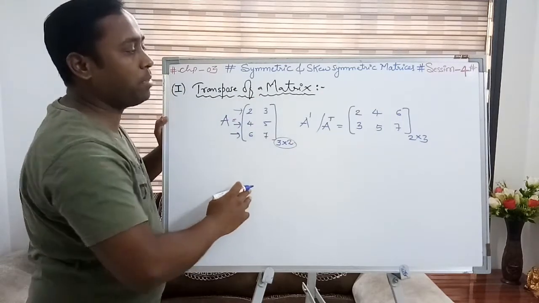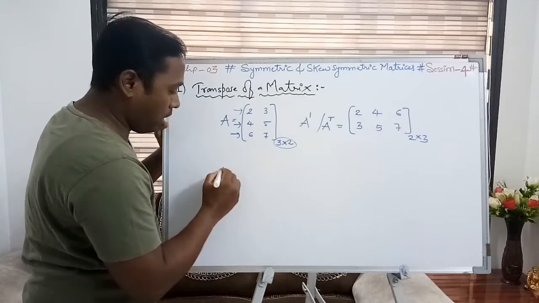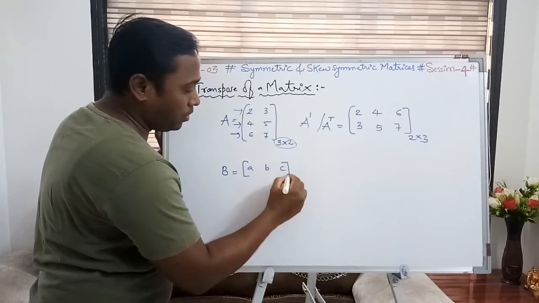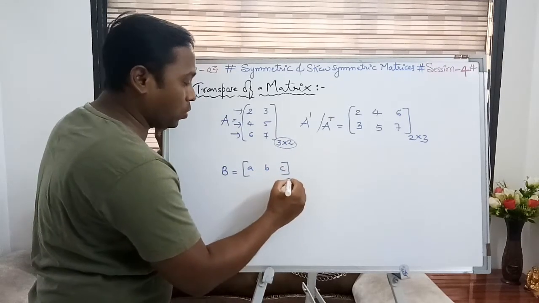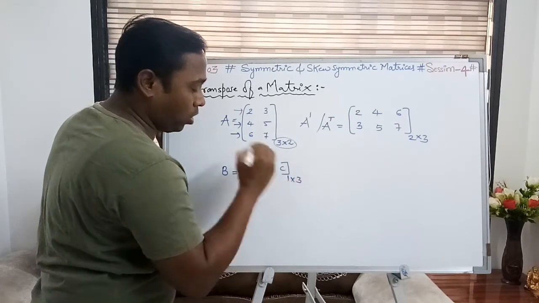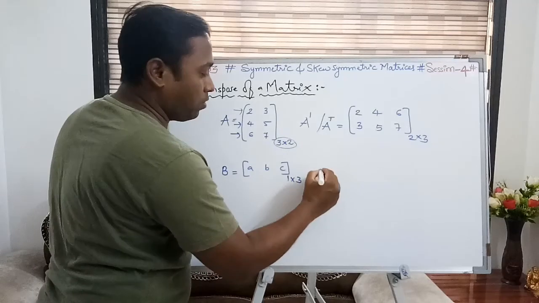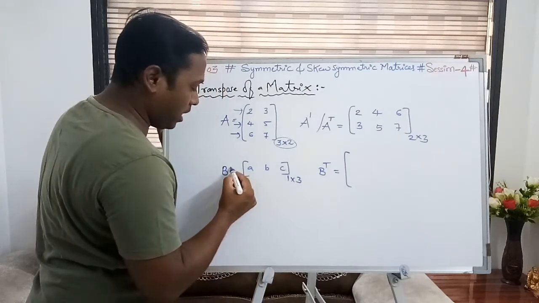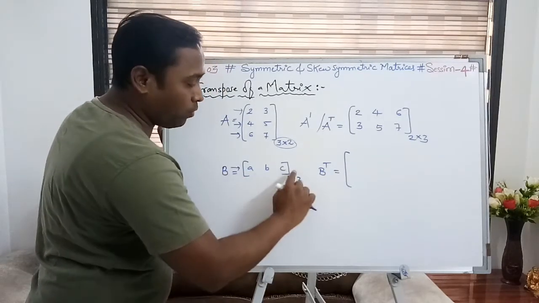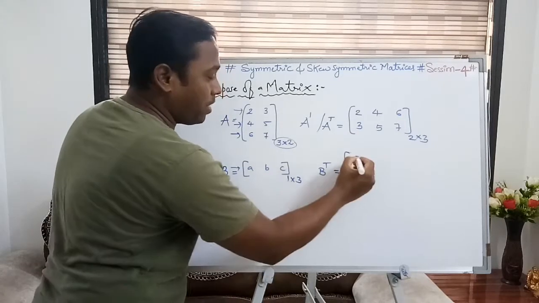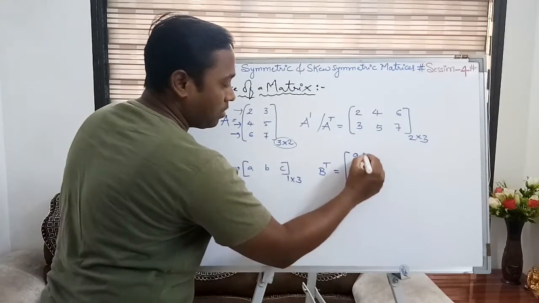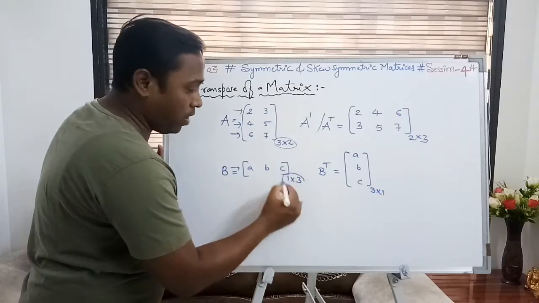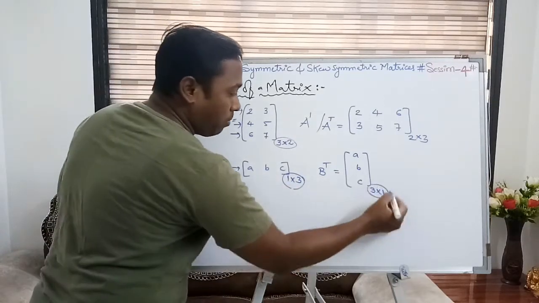Now I can take one more example to understand the transpose of a matrix. B is a matrix showing 3 elements, which is called a row matrix because it has only one row: 1 row, 3 columns. Now I can write the transpose of this matrix. B transpose is simply, take the row first and write it column-wise. So R1 becomes column 1, nothing else to change. Hence the order of this matrix becomes 3 by 1. So 1 by 3 order becomes 3 by 1.